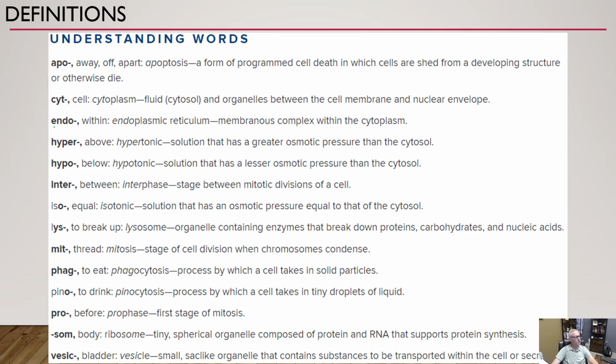Just something to point out, endo means within, hyper means above, hypo means below, iso, like an isosceles triangle, means equal, lyse means to break up, phag, like phagocytosis, means to eat, pino means to drink. So just keep some of these in mind as we move through the chapter.